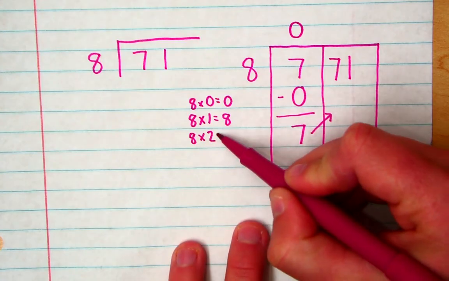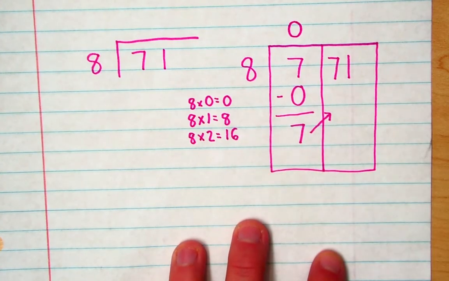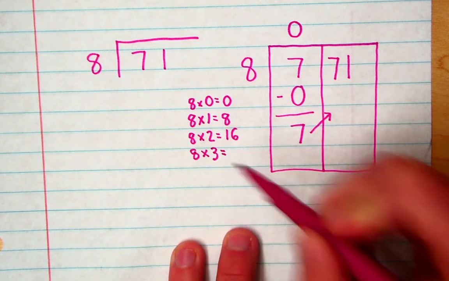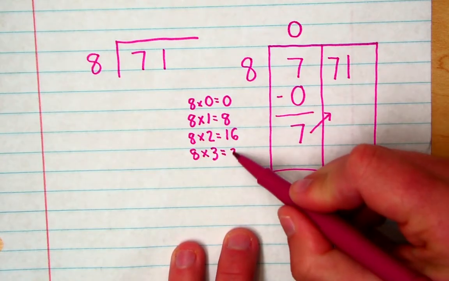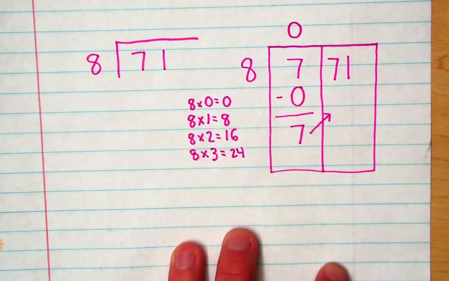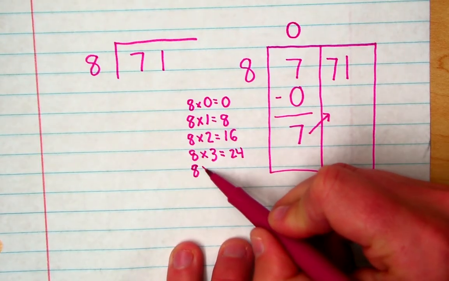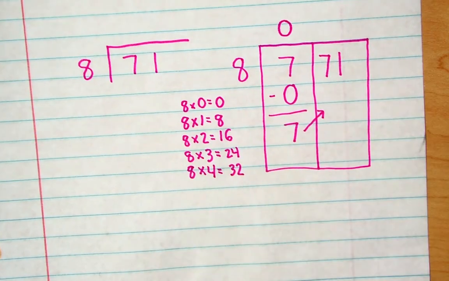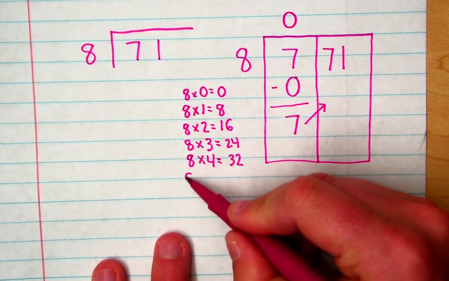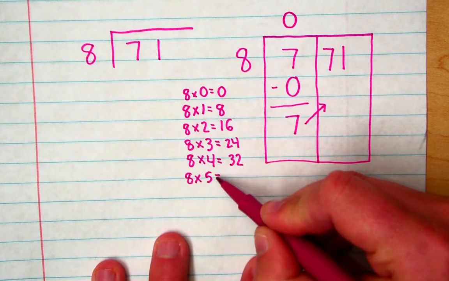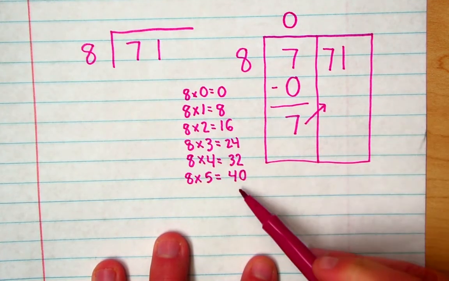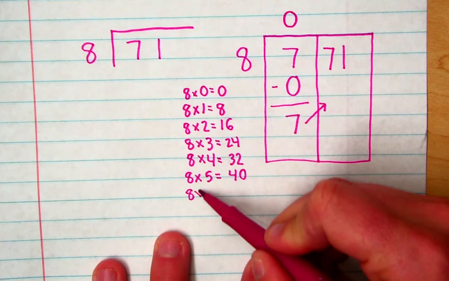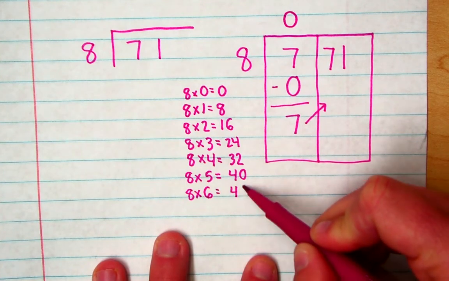8 times 2 is 16. Well, that's not going to be enough, so let's add another. How about 3? Is 3 going to be enough? 8 times 3 is 24. So that's not going to be enough. How about 4 times? 8 times 4 is 32. Well, I'm still not to 71 yet, so I need to keep going. 8 times 5 is 40. 40 is still less than 71, so I need to keep going. 8 times 6 is 48.